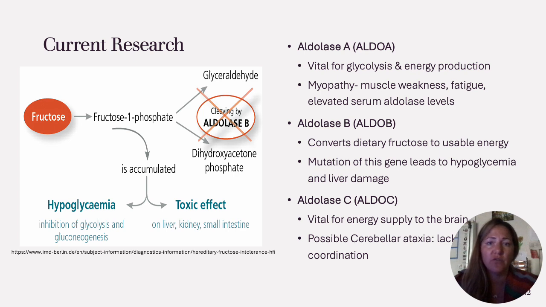Dysregulation of aldolase isoforms, especially aldolase B, can lead to metabolic disorders like HFI, or hereditary fructose intolerance. In these cases, patients are unable to process certain sugars, leading to toxic buildup. There could be dysregulation of A and C, again contributing to disorders of muscle and neurological issues. It can lead to muscle weakness, and it is implicated in several neurodegenerative diseases.